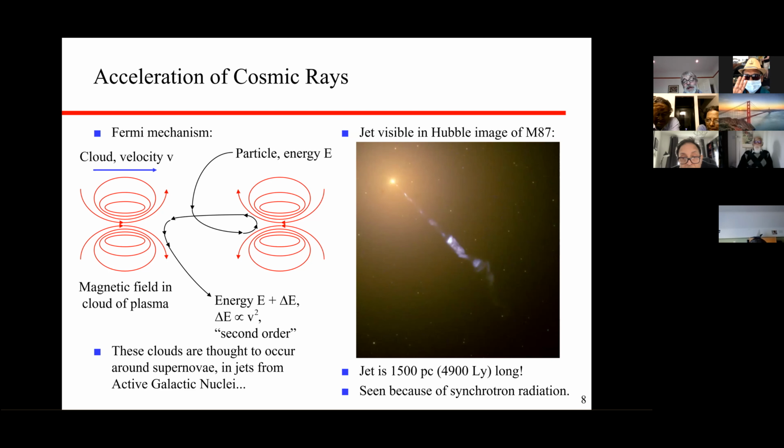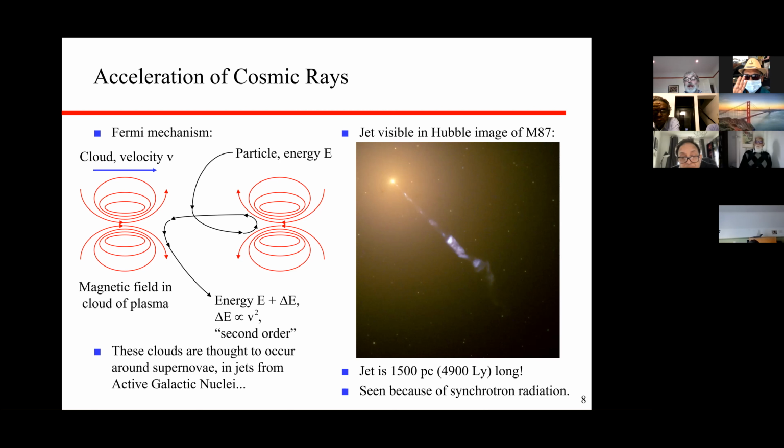And this is the stuff that's been ejected along the lines of the magnetic field generated by the active galactic nucleus here. And this jet is huge. It's 1,500 parsecs, or nearly 5,000 light years long. And this is where we suspect these clouds of plasma shifting around with high relative speeds, maybe bouncing the particles between them and eventually causing the production of these extremely energetic cosmic rays.